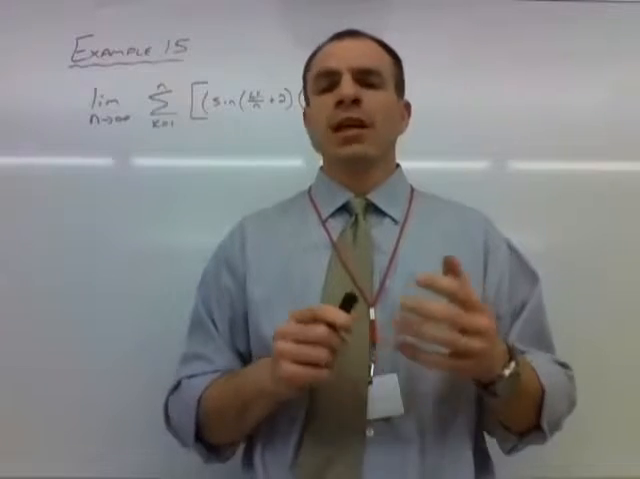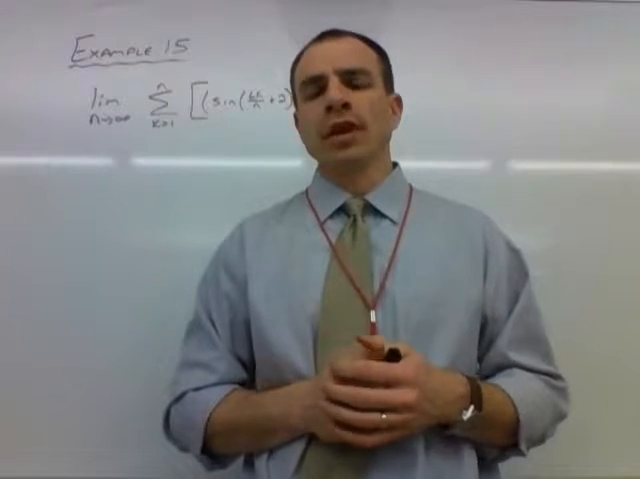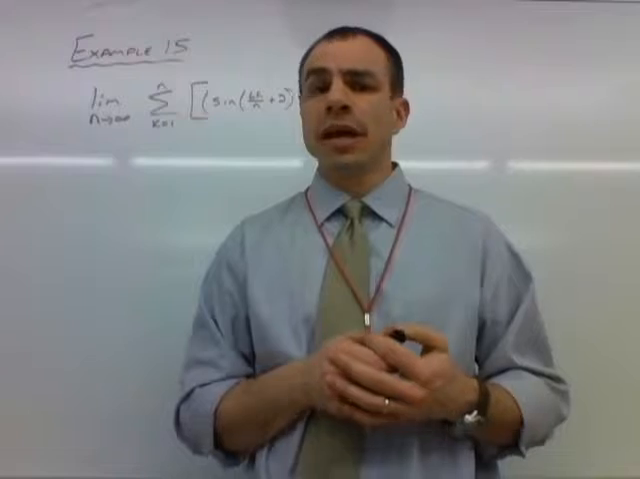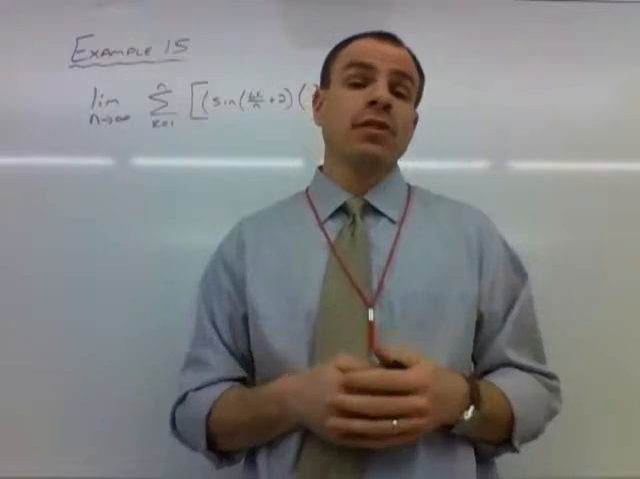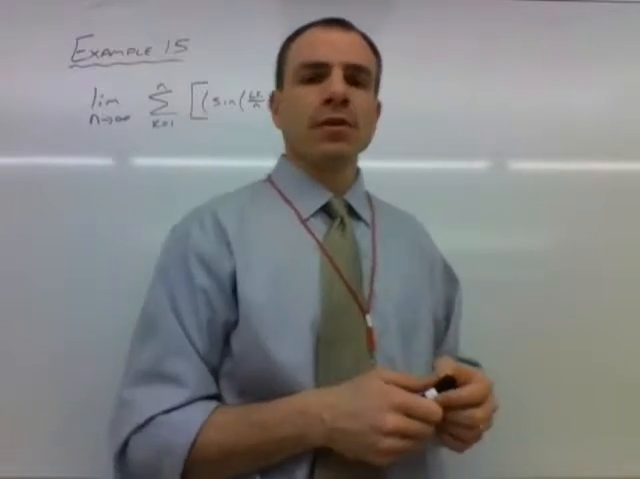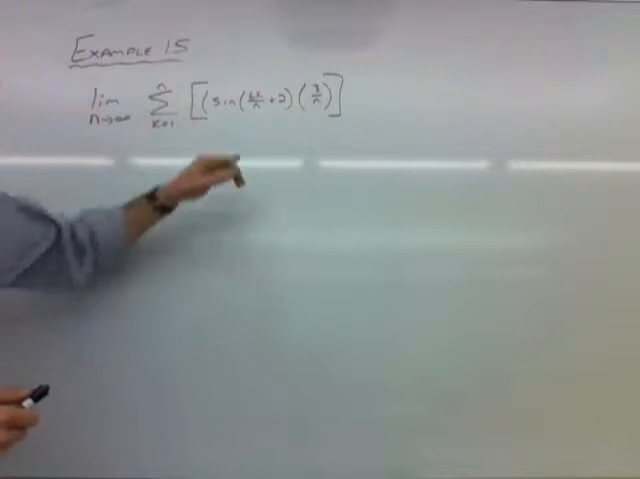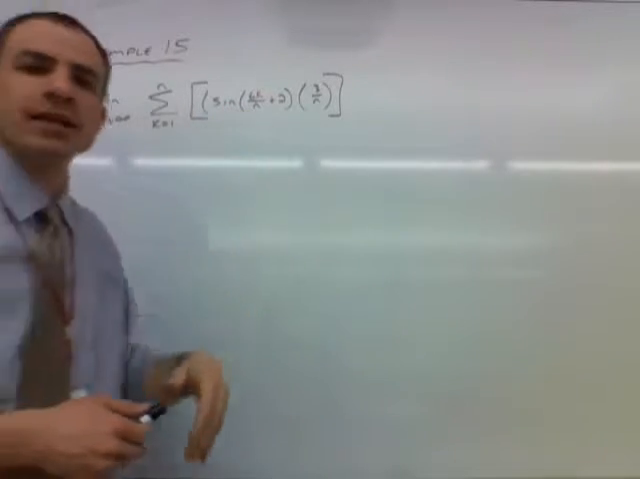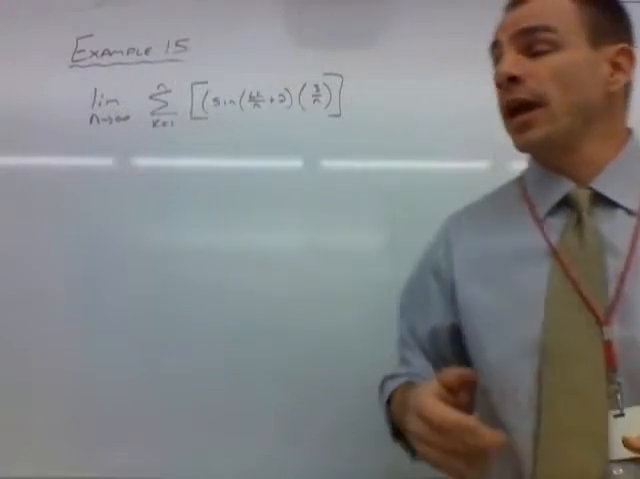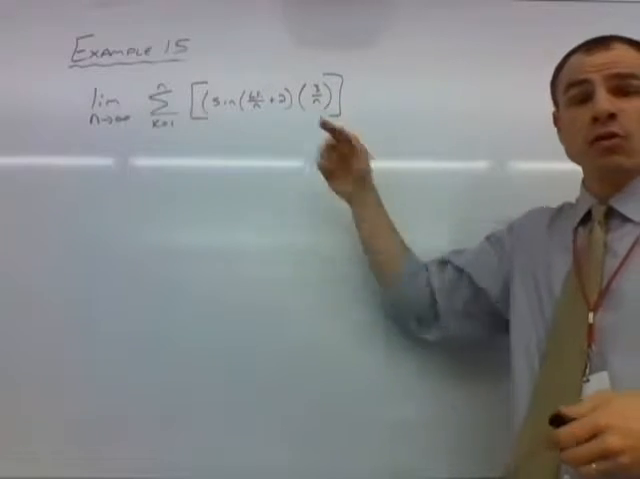Example 15 is a little bit more difficult than the previous ones. I don't know if you would see anything this difficult on the AP exam, but still something to take a look at. What makes this one difficult is if we look at our k term, we see 6 over n, so we think that delta x must be 6 over n, but in fact delta x is 3 over n.